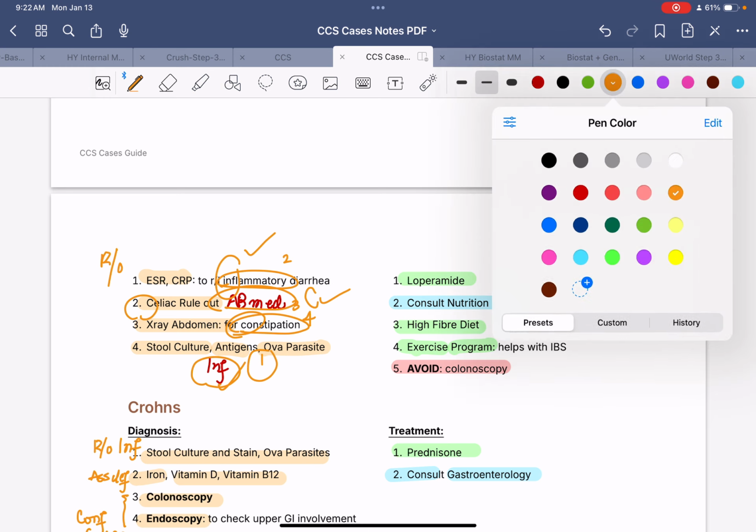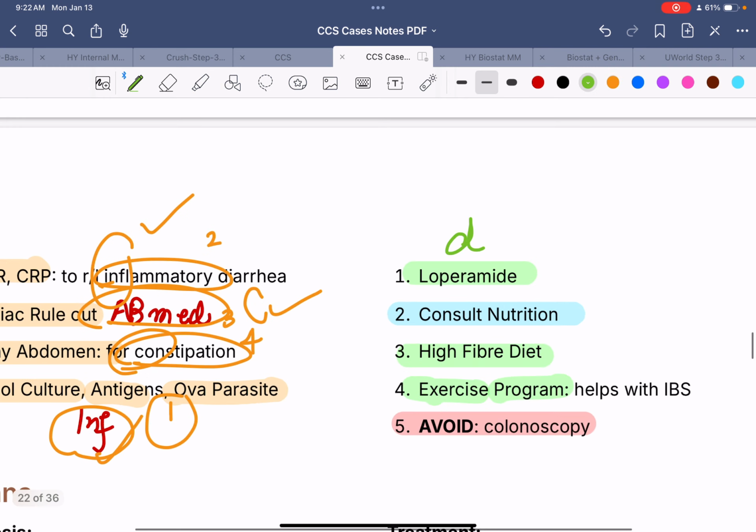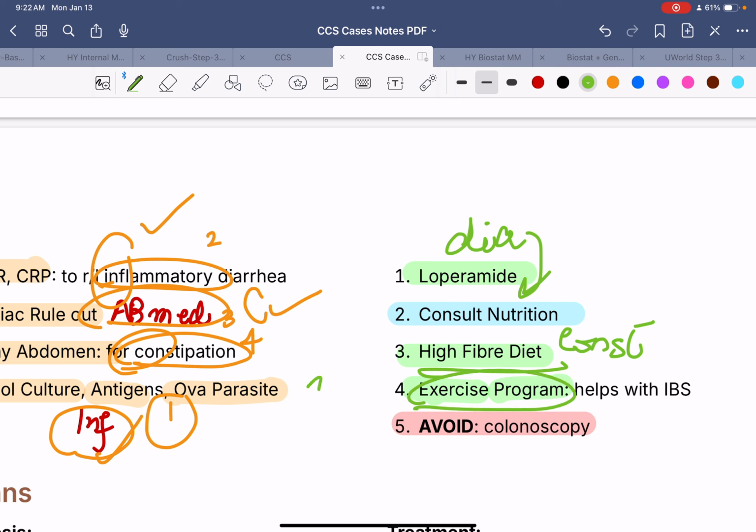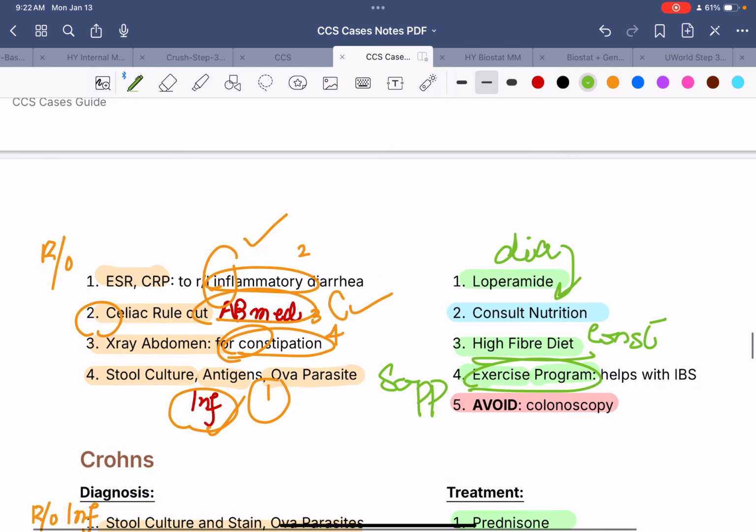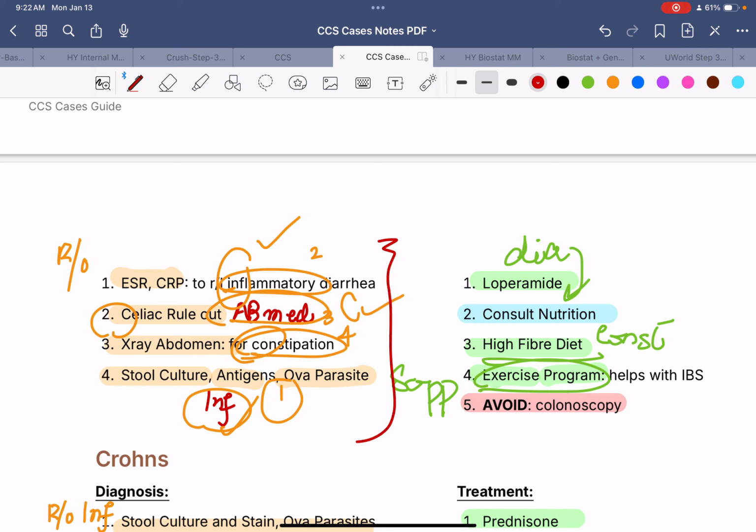Therefore, for the symptomatic management, if you think that the patient has diarrhea, he's going to get loperamide. For the treatment of constipation, he's going to get a high fiber diet, right? And the general supportive management is that if the patient takes an exercise program and uses relaxation techniques, that is going to help with the IBS, because you know it's a psychiatric or anxiety related disorder, right? And then we're also going to consult nutritionist and avoid colonoscopy, because there is no indication for colonoscopy. None of our screening tests actually came back positive, so we do not need to do colonoscopy. Just the symptomatic management with a high fiber diet, loperamide, exercise program, and consult nutritionist.